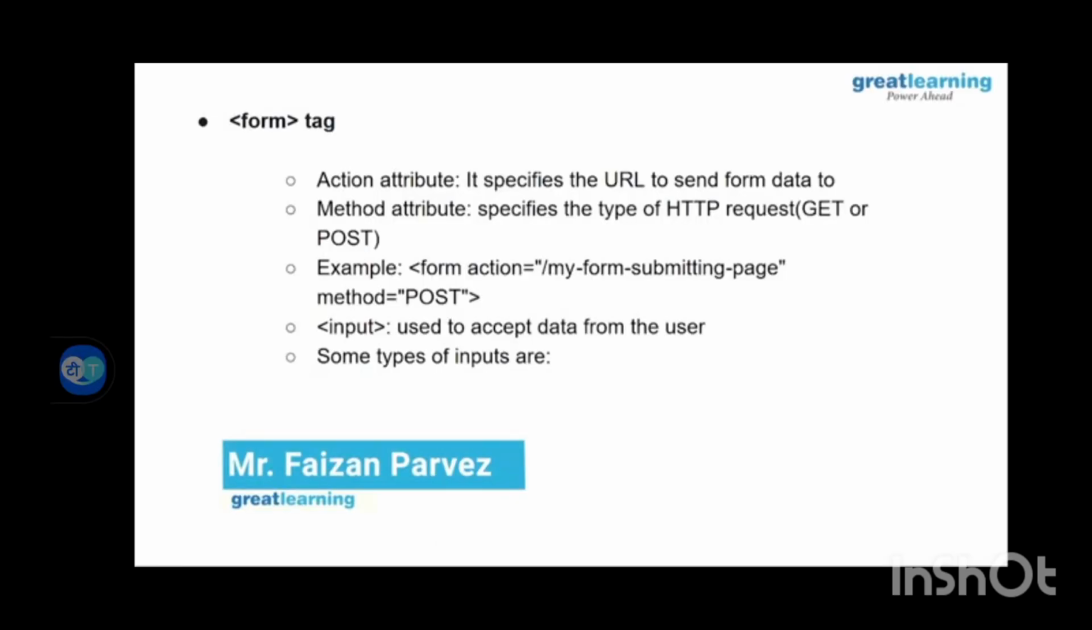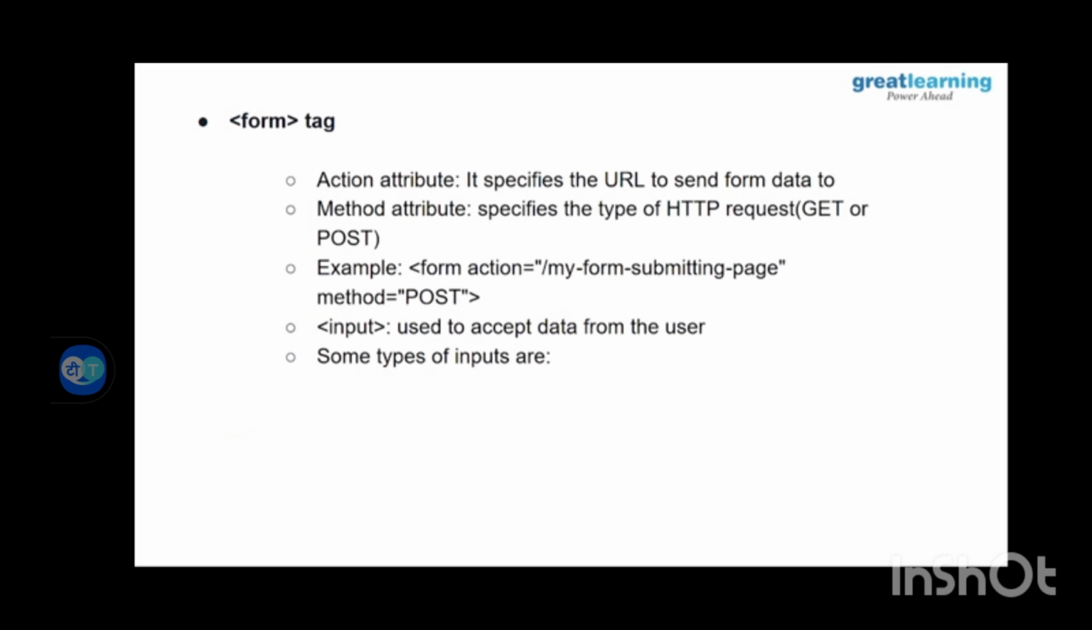attributes. First is the action attribute. It specifies the URL to send data to or from. You can send data or you can receive data. So this is defined in the action attribute. Then we have the method attribute. It specifies the type of HTTP request that we use. Is it a get or a post?